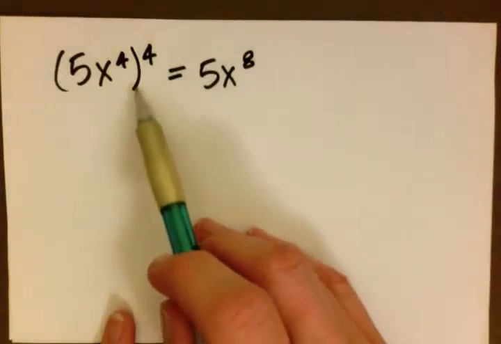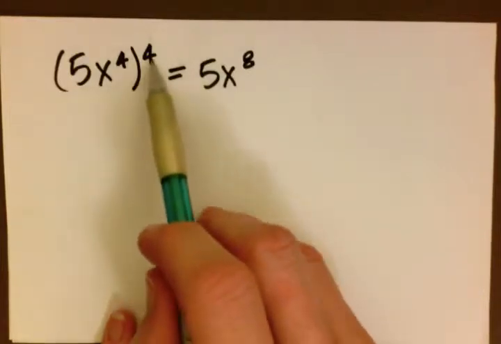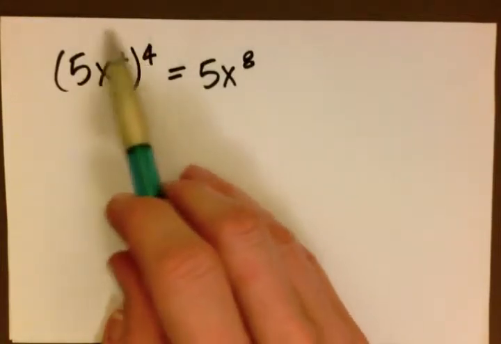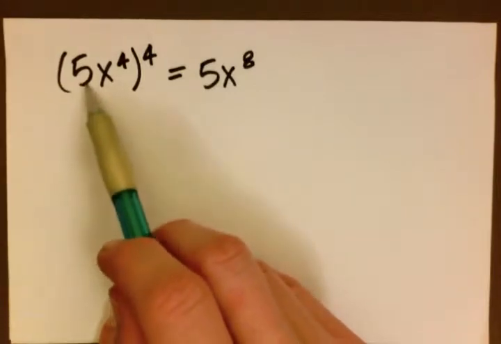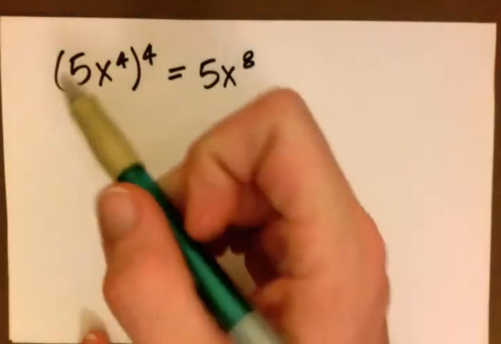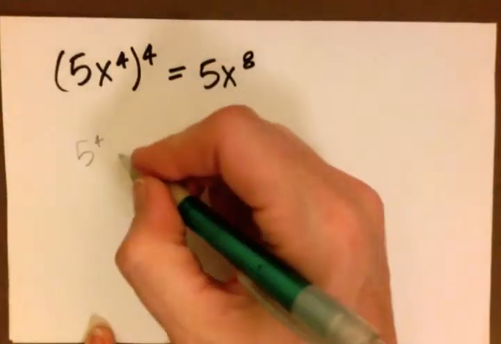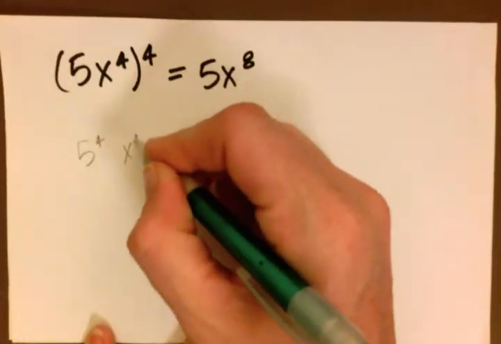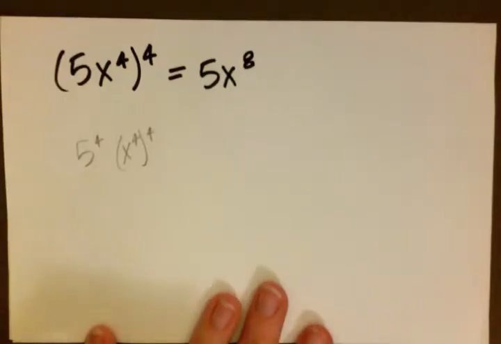Whenever there is an exponent on the outside of a parentheses, we always want to make sure that the exponent applies to each one of the terms inside of the parentheses. So in this case we have 5 raised to the fourth power, and we also have x to the fourth raised to the fourth power. And that's how we would break that down properly.